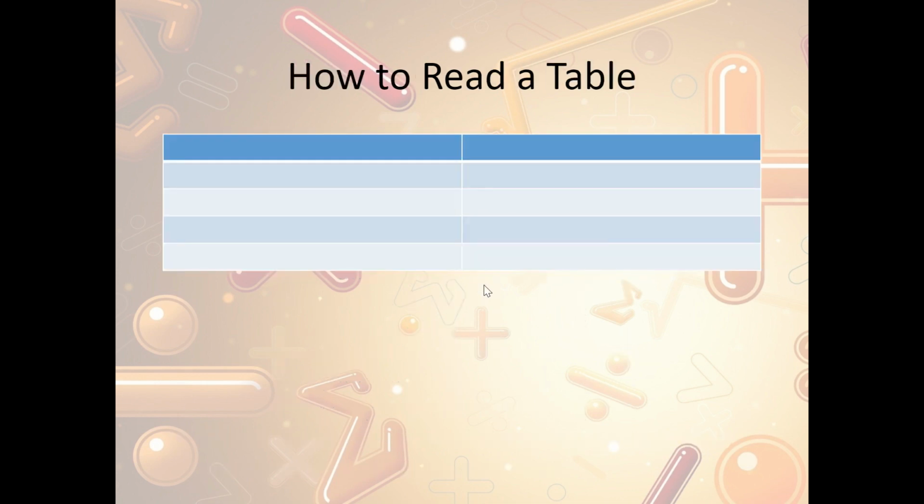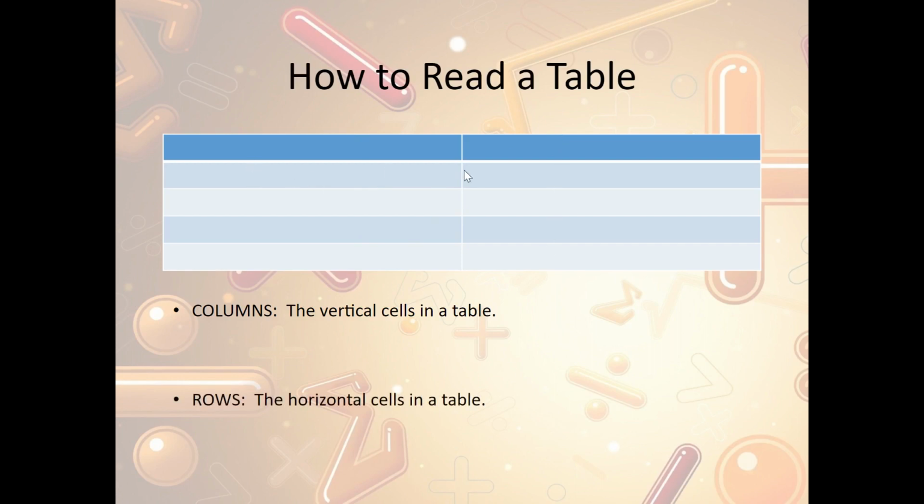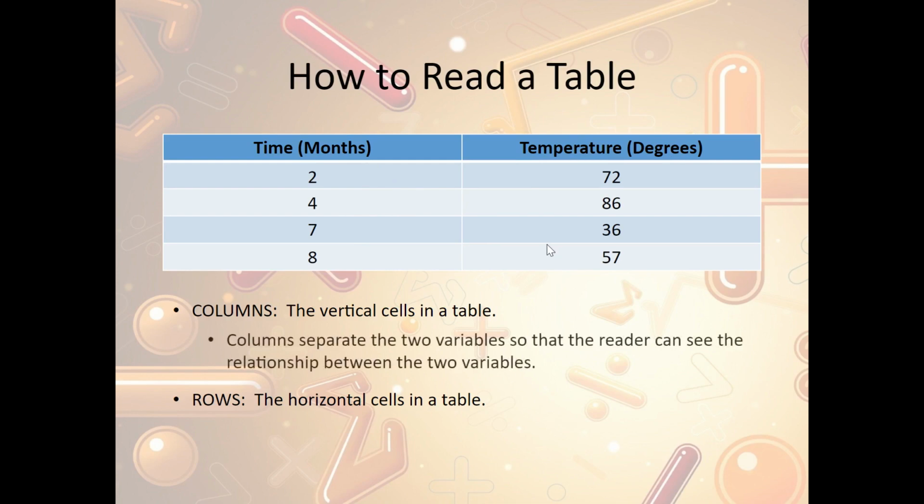How to read a table? The columns are the vertical cells in the table. So this is a column and this is a column. And then we have rows, which are the ones that go horizontally or side to side. These are our rows. We always label the columns. So in this case, we're calling this one time in months and this one temperature in degrees. And then we put in our table. So we fill it in with the data points.